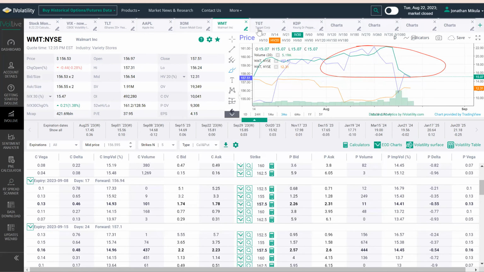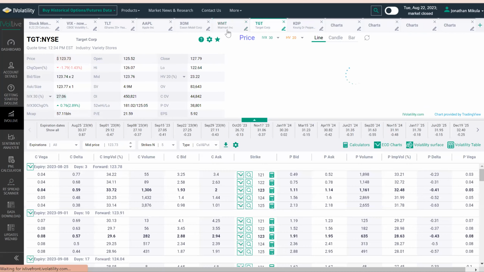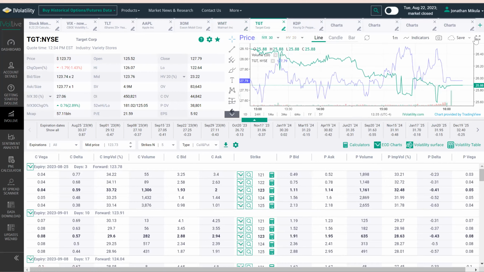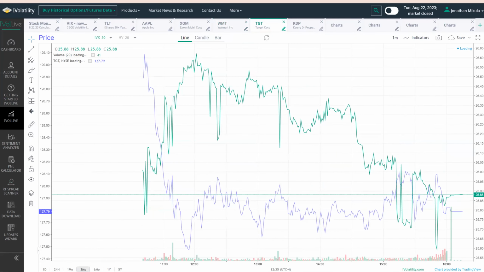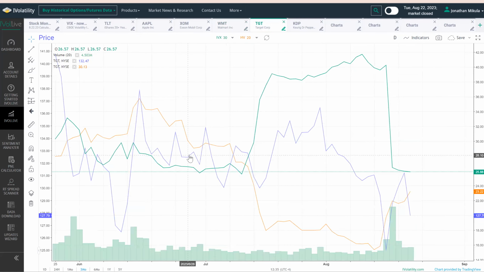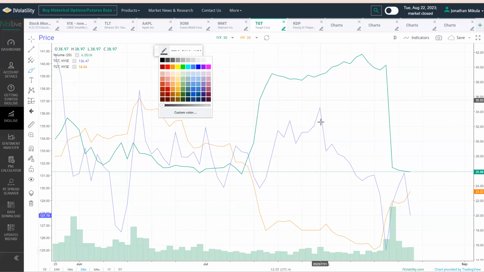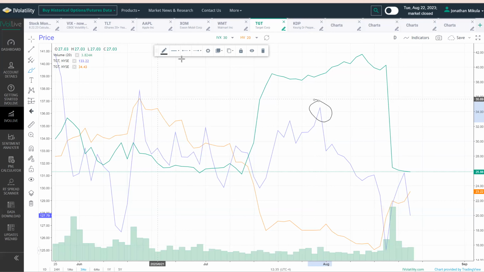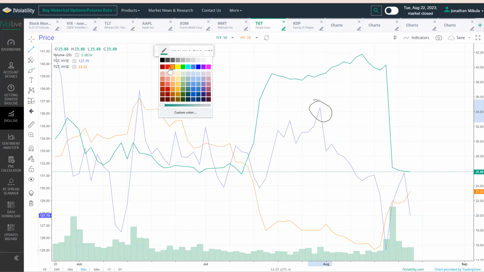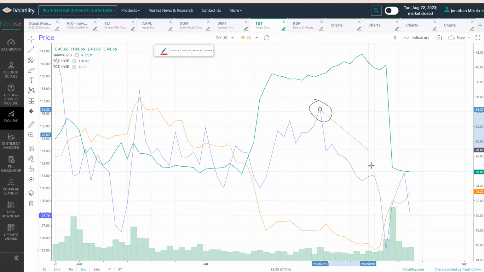So now let's go to Target. Walmart had solid earnings. Target's earnings the market absolutely hated. And how do you know that? Well, let's go to this chart. Let's pull up 3 months. And you can see here is where Target announced earnings. All was good until that went live. And then afterwards, this stock price got thrashed.